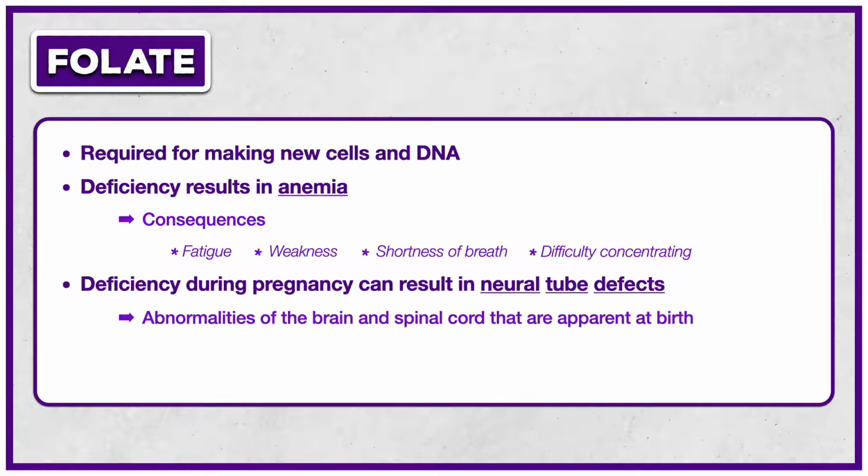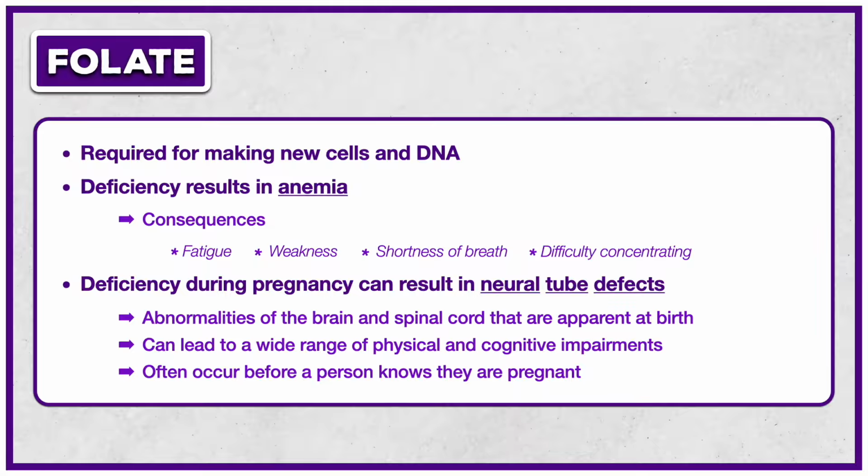Furthermore, deficiency during pregnancy can result in neural tube defects. Those are abnormalities of the brain and spinal cord that are apparent at birth. They can lead to a wide range of physical and cognitive impairments, and often occur before a person knows they are pregnant, meaning adequate intake is paramount during childbearing years.